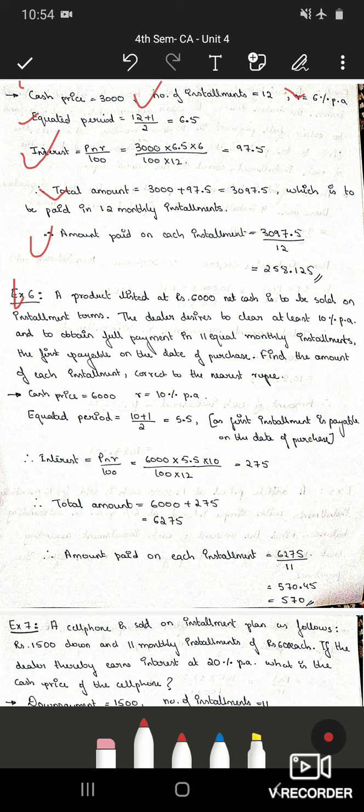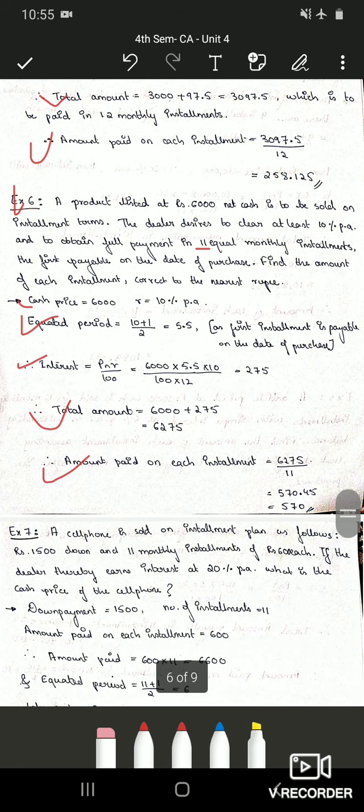So here they have given that the first installment has to be paid on the date of purchase itself. Here the cash price is 6,000, R is 10%, the equated period will be for 1 less than the number of installments given, so it will be 10 plus 1 by 2, you will get 5.5 months. Find out the interest on the cash price, so you will get 275 rupees. So find the total amount, that is the cash price plus interest, to get the amount paid, divide the total amount by the number of installments. So the amount paid on each installment is 570 rupees.